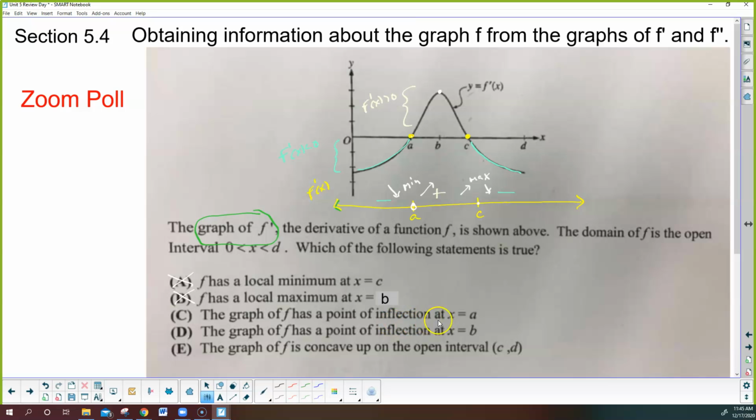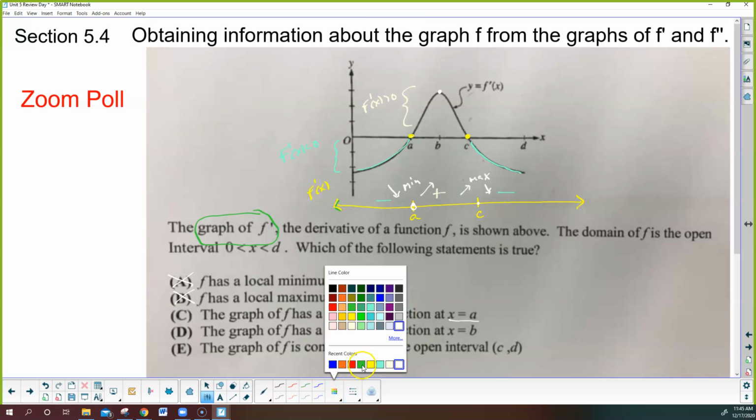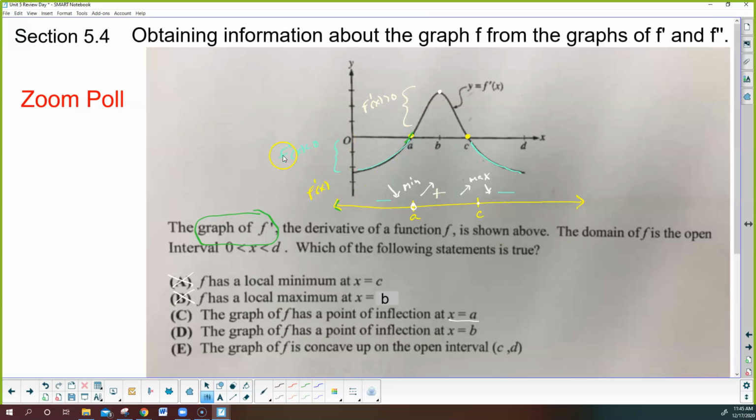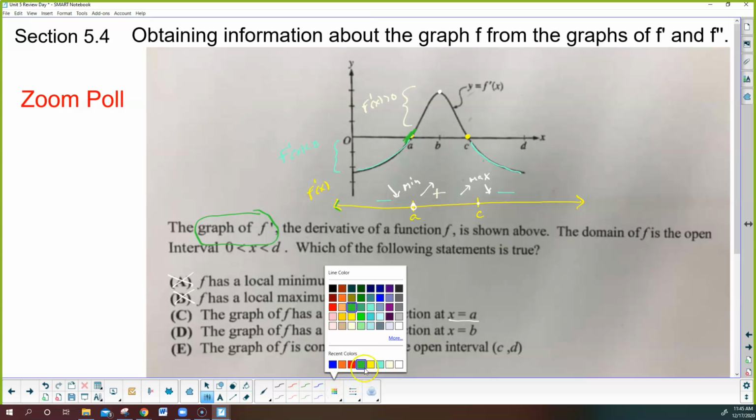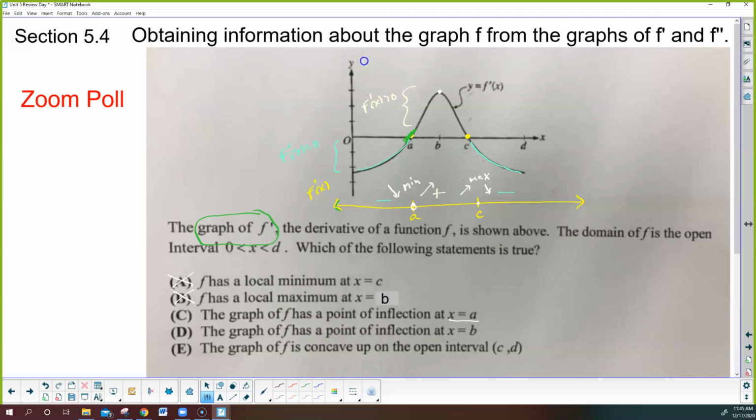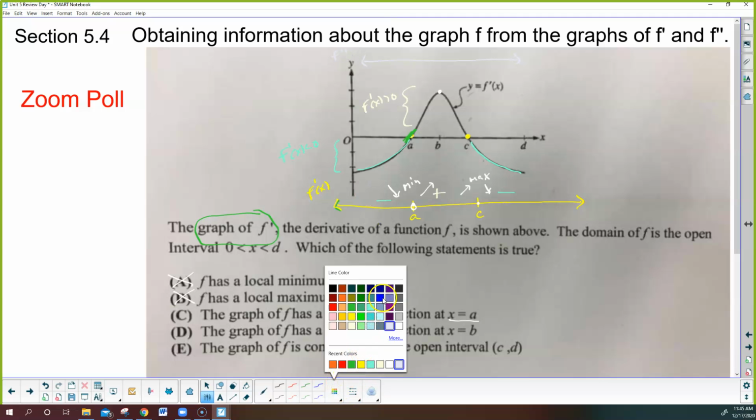The graph has a point of inflection at x equals A. Now that point of inflection would be the second derivative. So let's think about that part. What do you know about the slope of this line? If this is the graph of the first derivative, the slope here, the second derivative, is actually going to be positive. And you know what we could do is we could make a sign chart for the second derivative as well. Let me find a color that actually shows up.